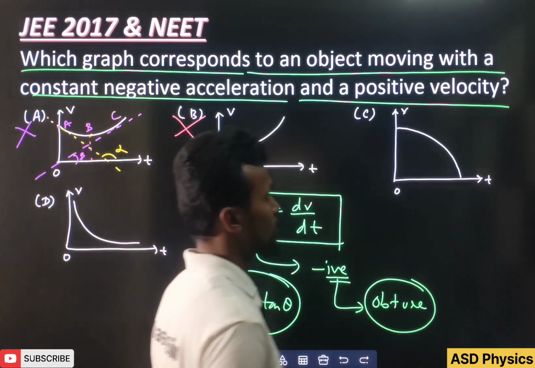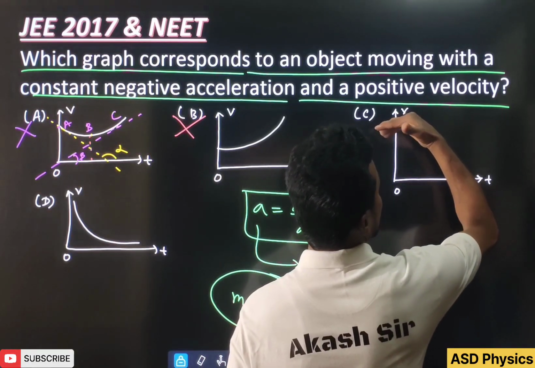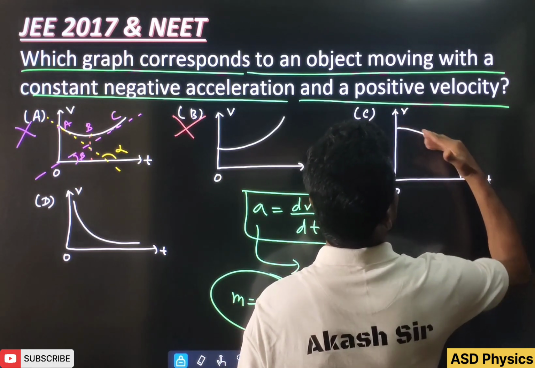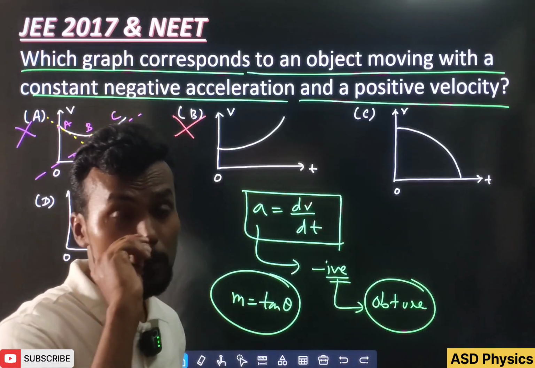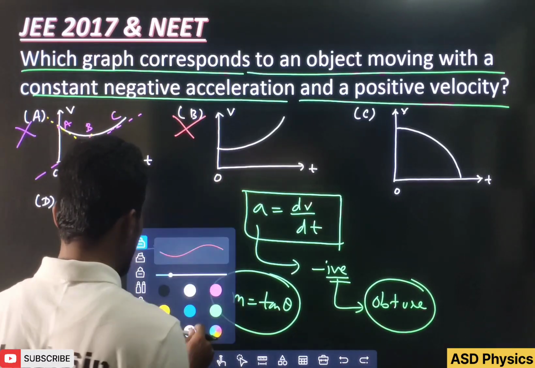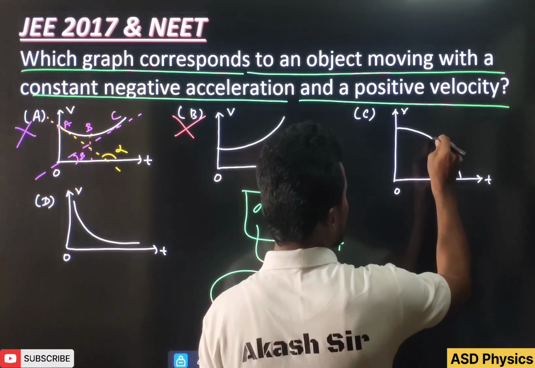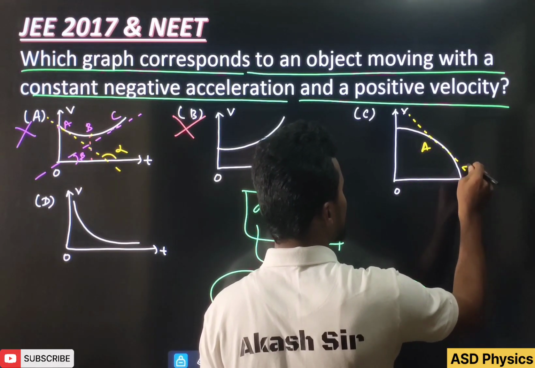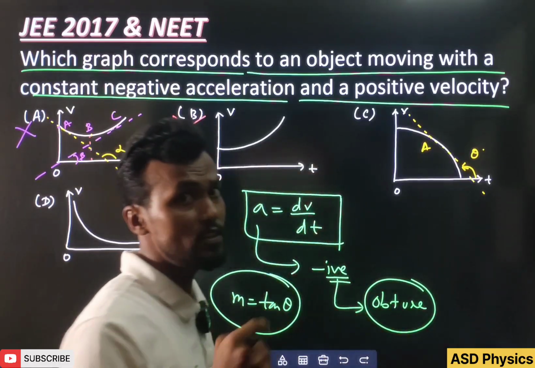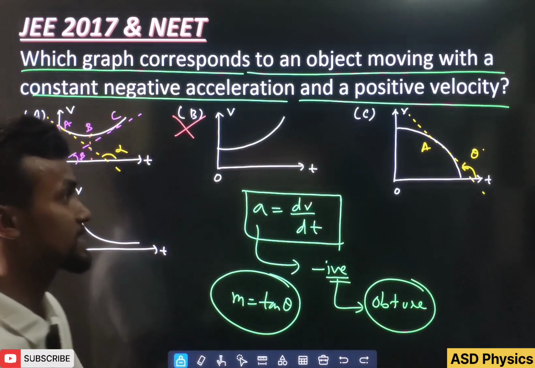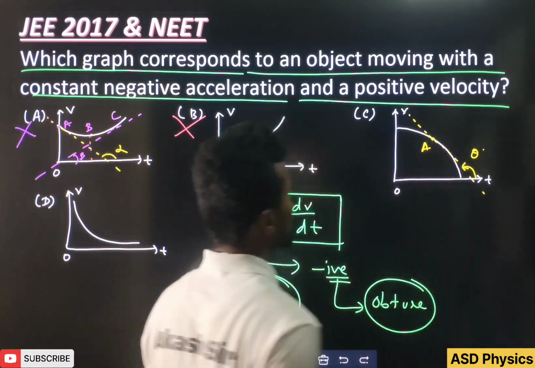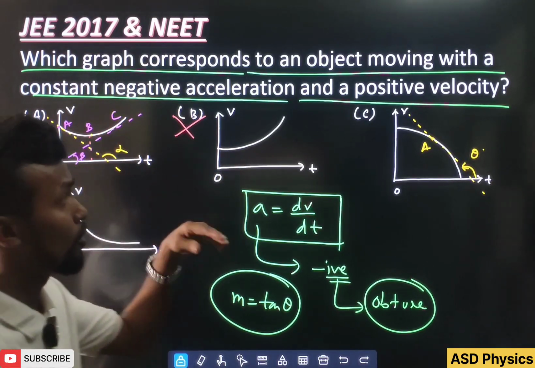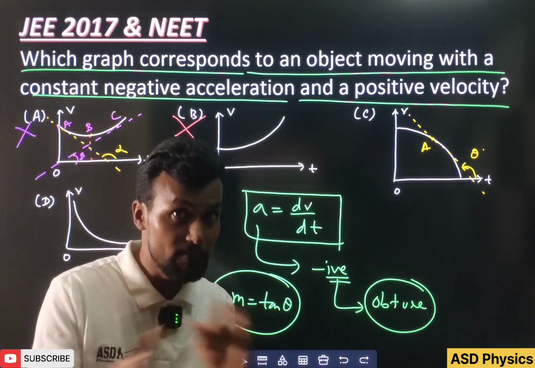Okay, so here the slope will keep on going like this, non-negative, here horizontal, then like this it will keep on going. At all the points, if I draw at point A, kindly see students, theta is an obtuse angle, slope is negative, that means acceleration will be negative, is it? So remember that whenever the acceleration is constant, the graph will never be a rectangular hyperbola.